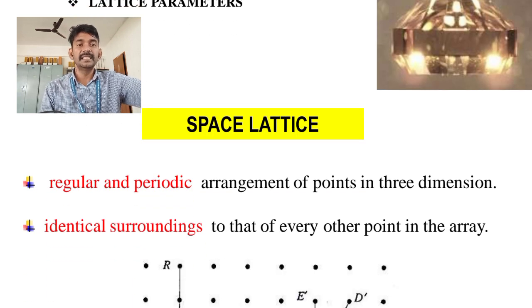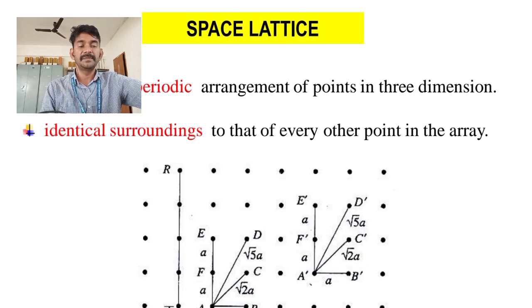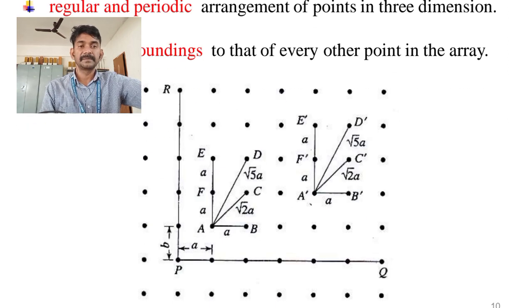Space lattice is a regular and periodic arrangement of points in three dimensions. The regular periodic arrangement of atoms is called a space lattice, where every point is identically surrounded to every other point in the array. For example, each point is surrounded by the same environment.